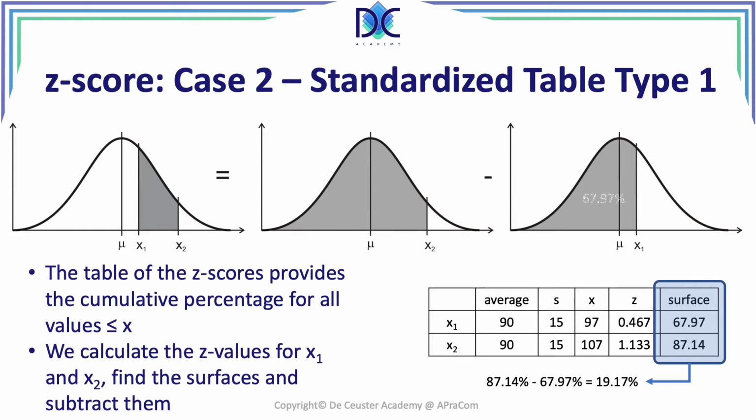When we look at the table, so the graph here for x1, we find the surface of 67.97%. For x2, we find 87.14%, and we make the difference. The surface between x1 and x2 is equal to 19.17%.